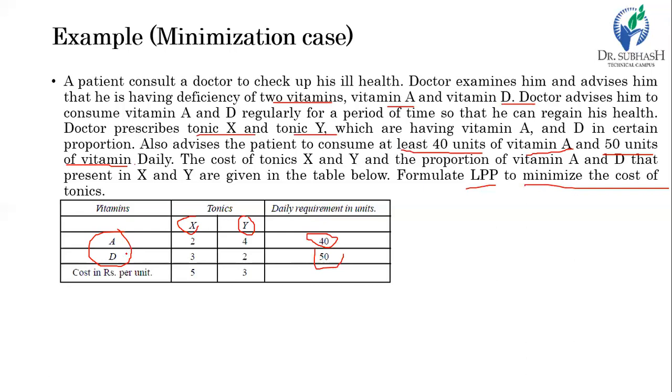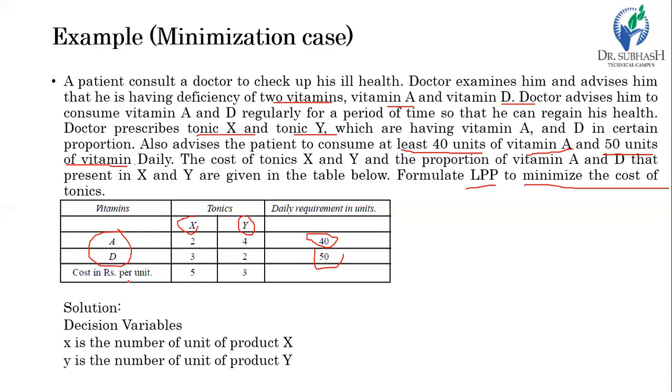So first we will consider the decision variables. Say X is the number of units of product X, say tonic X, and Y is the number of units of product Y, say tonic Y. So here X and Y are our decision variables. Here you can take X1 and X2 also.